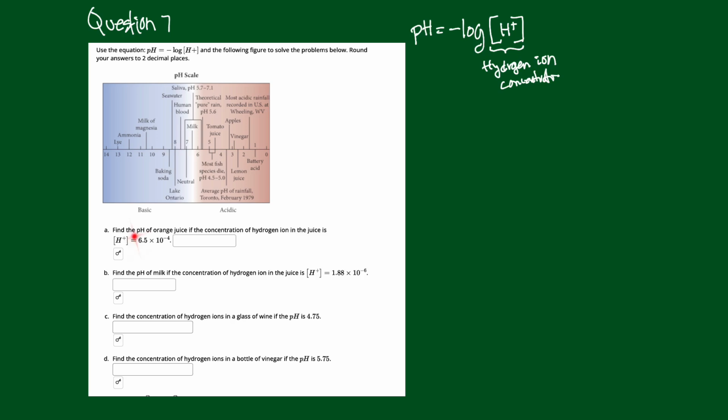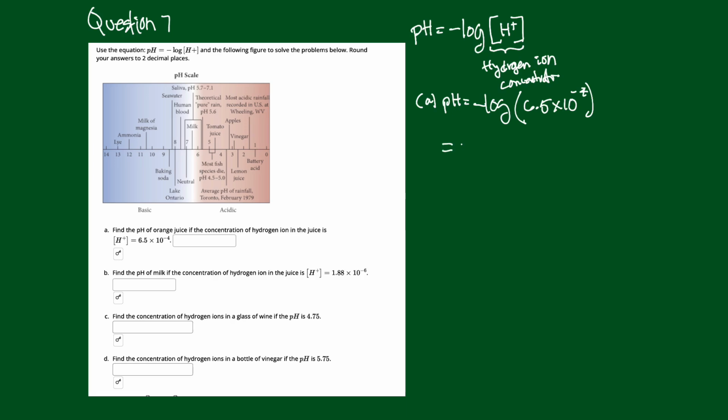Now in part A it says, find the pH. All right, here's the pH. The pH is negative the log. Now all I have to know is the hydrogen ion concentration. So are they going to give that to us down here? Yeah. Find the pH of orange juice if H plus is equal to this number right here. So in part A, the pH is going to be negative the log of 6.5 times 10 to the negative 4. Now, let's simplify this right side.